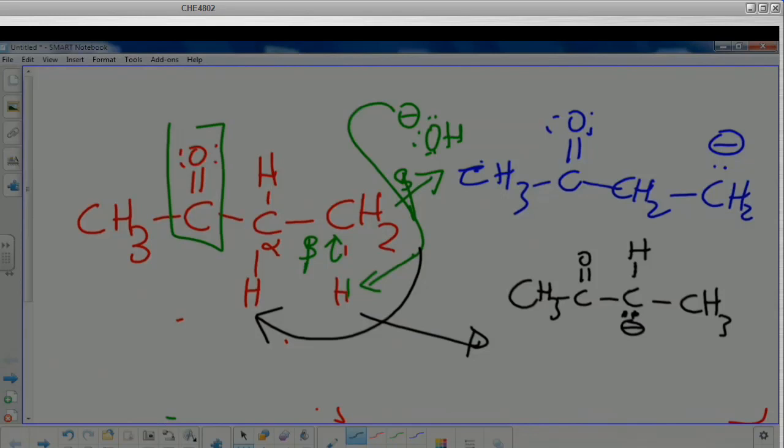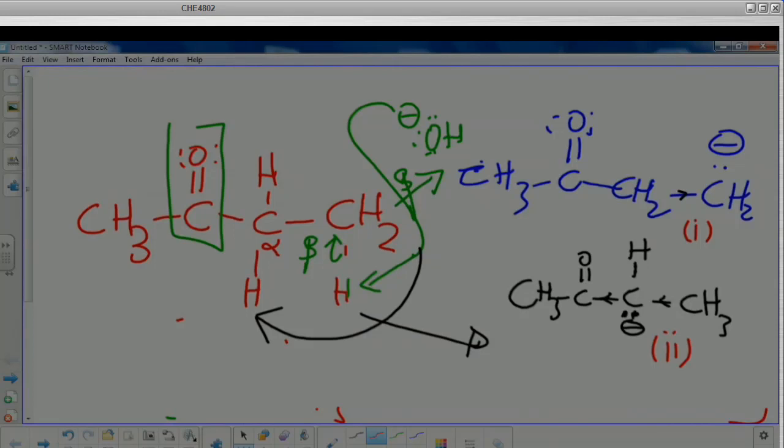Based on resonance effect and so on, which one is more favored? With the inductive effect, this will donate, but this will pull. I changed the numbers in here. Let me put them in red. This is Roman figure 1 and Roman figure 2.